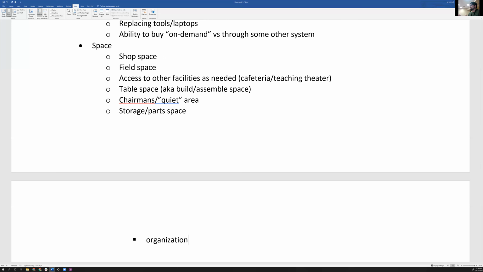But when it comes to our storage and parts, when we look at our resources, organization is definitely a weak spot for us right now. We're working on it, but the ability to know where something is and go get it quickly is a huge part of being able to be effective with our team.